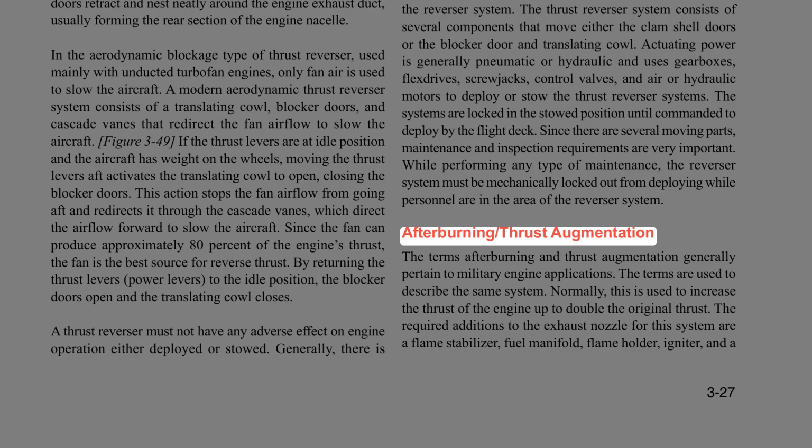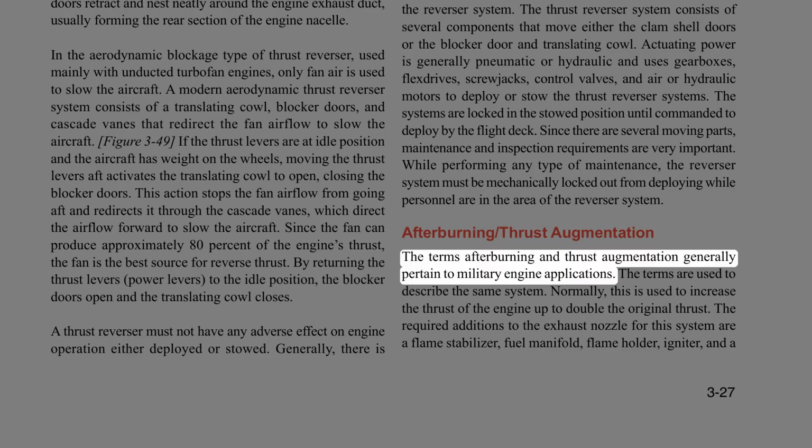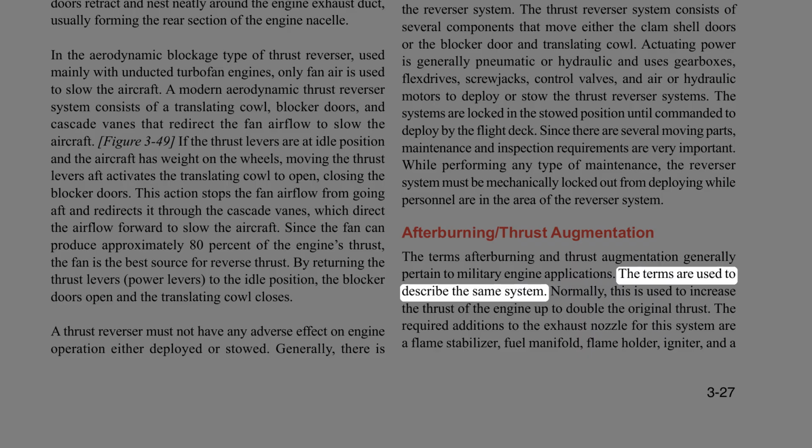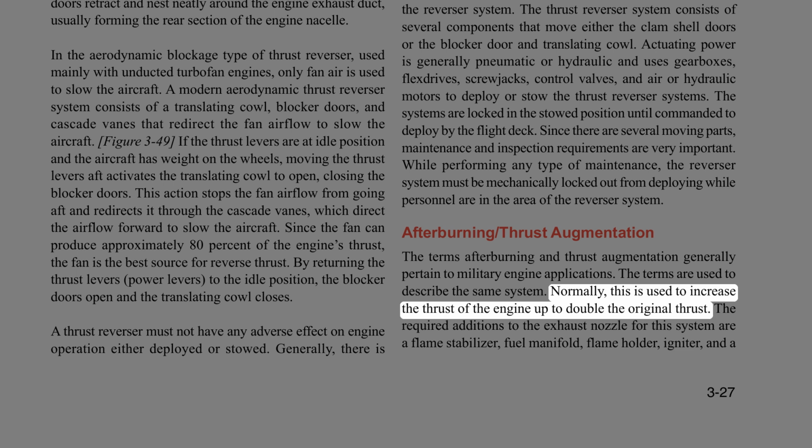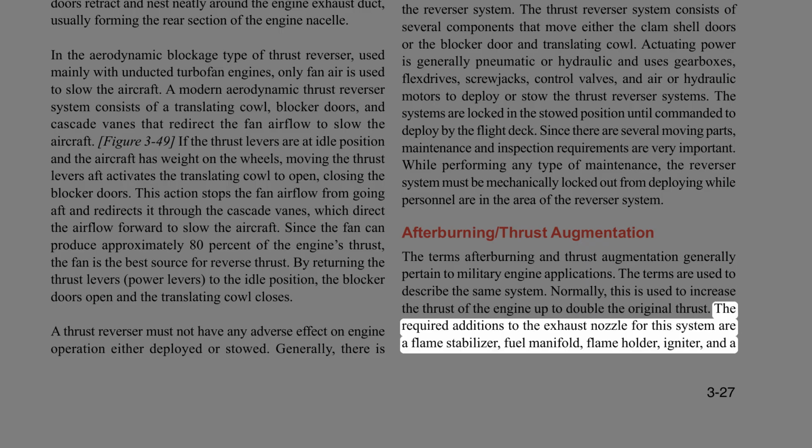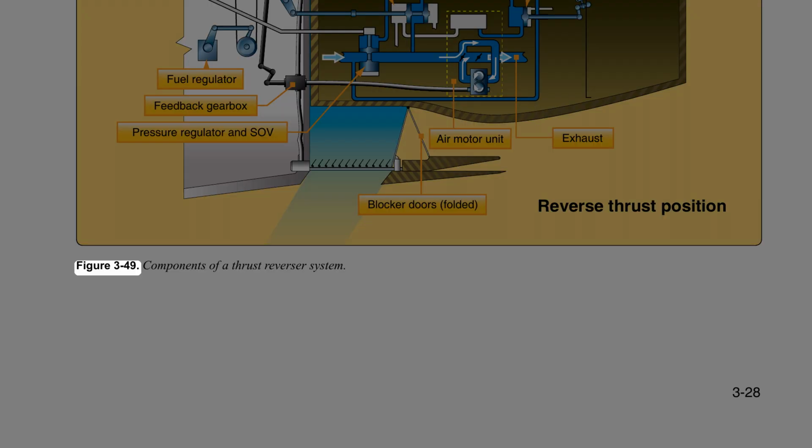Afterburning, thrust augmentation. The terms afterburning and thrust augmentation generally pertain to military engine applications. The terms are used to describe the same system. Normally, this is used to increase the thrust of the engine up to double the original thrust. The required additions to the exhaust nozzle for this system are a flame stabilizer, fuel manifold, flame holder, igniter, and a variable area exhaust nozzle. Figure 3-49. Components of a thrust reverser system.